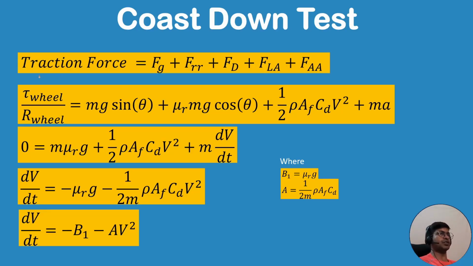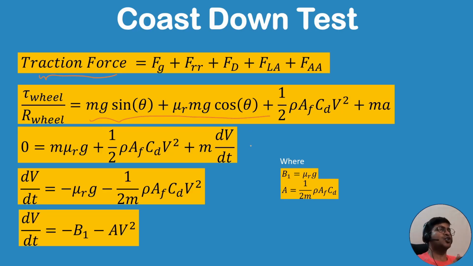The total traction force is going to be equal to all the resistance force which is acting on the vehicle. Next, I converted this traction force into the formula, which is torque of the wheel divided by radius, and I put the formula for all the resistance force which is acting on the vehicle. Now this is the interesting part.